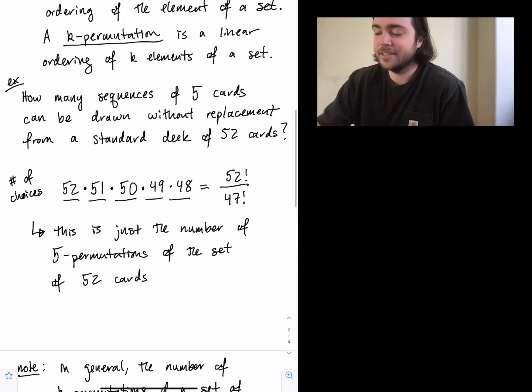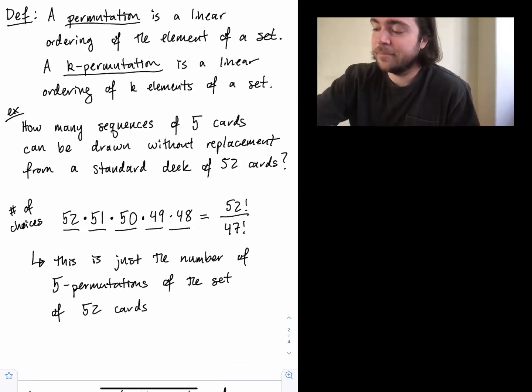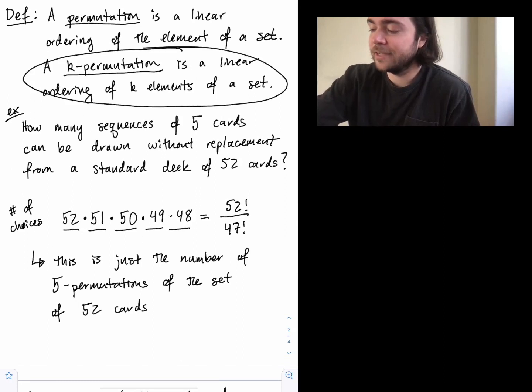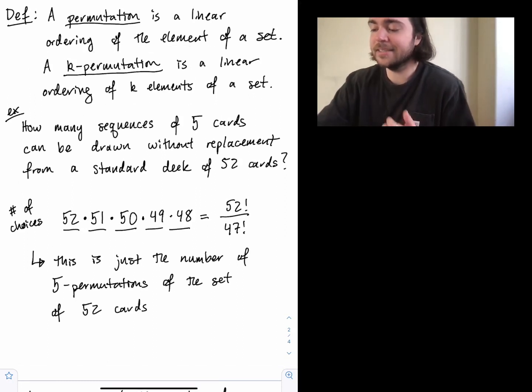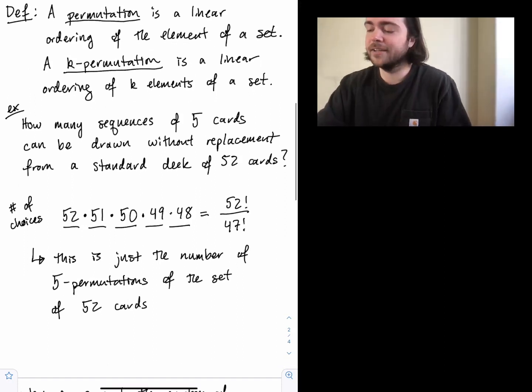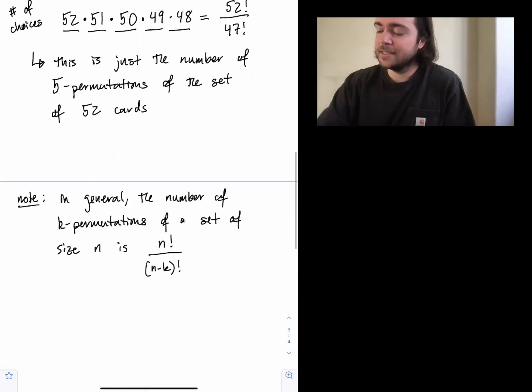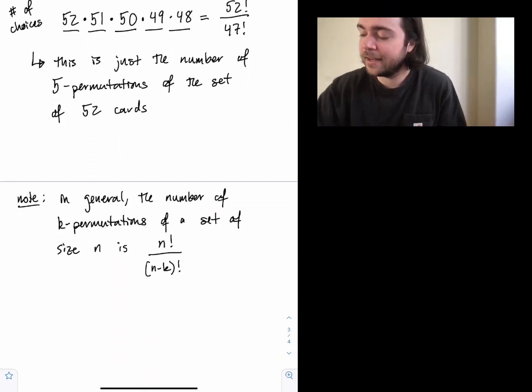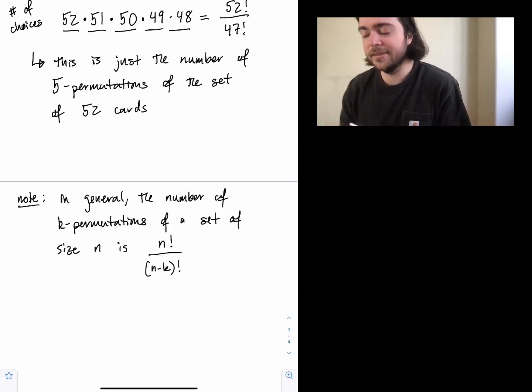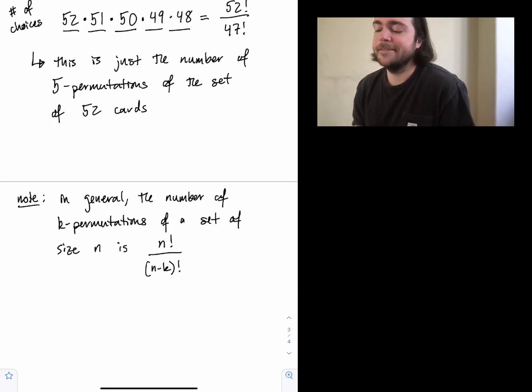That was our definition of a permutation. A permutation is the linear ordering of the elements of a set. A k-permutation, if I let k be the size of the set, is just a permutation of the elements in the set. So if I let k equal n, I get n factorial divided by n minus n factorial, which is 0 factorial.